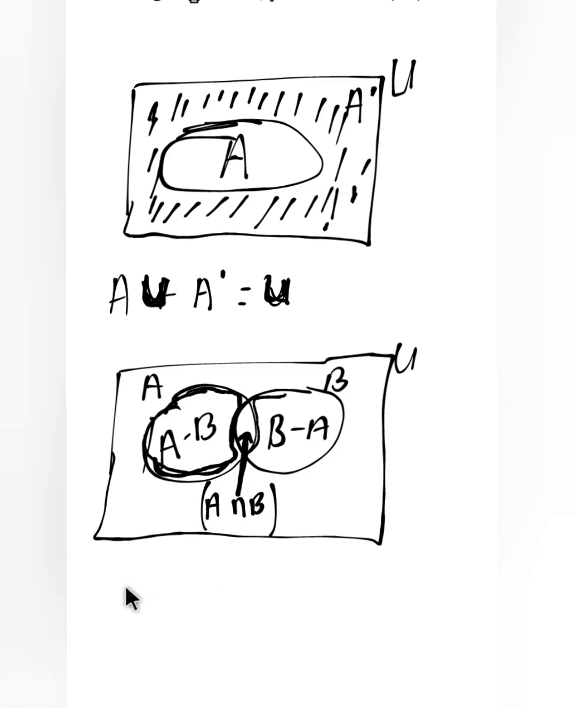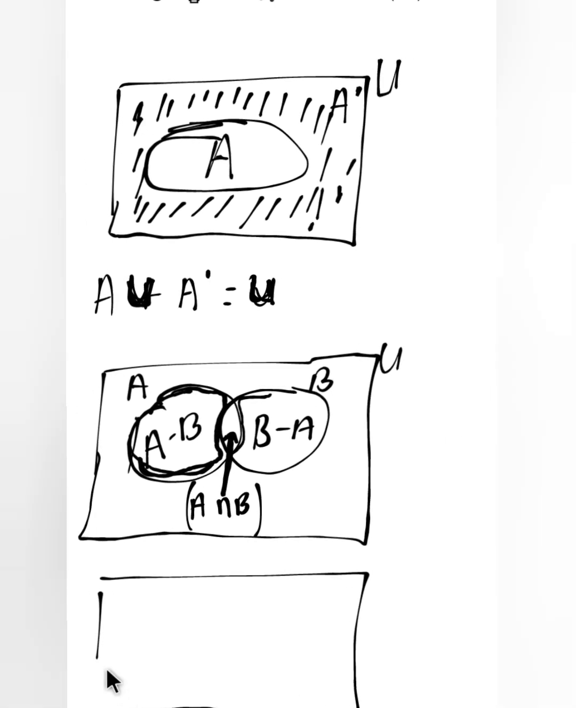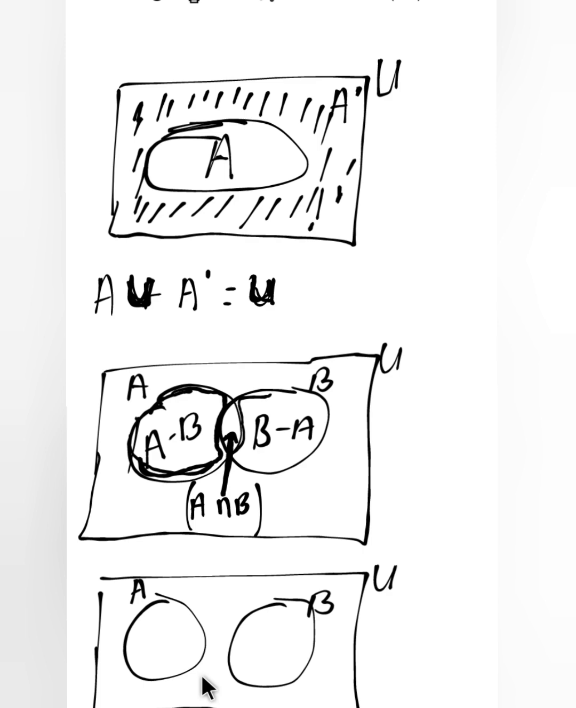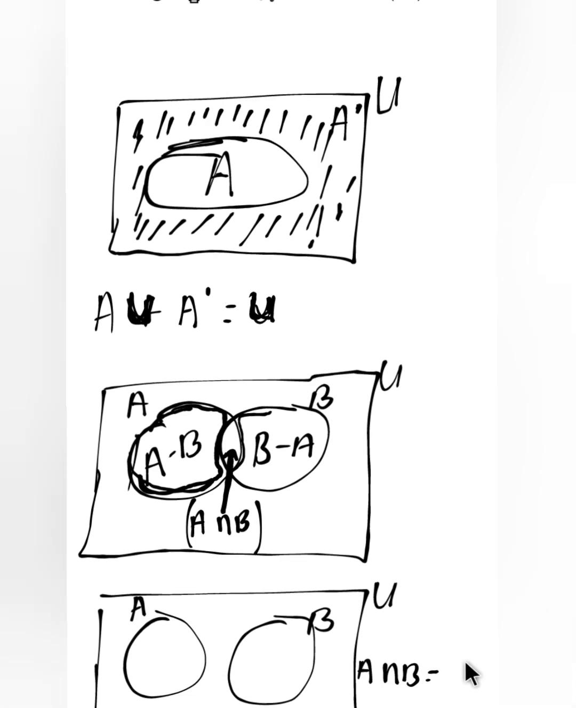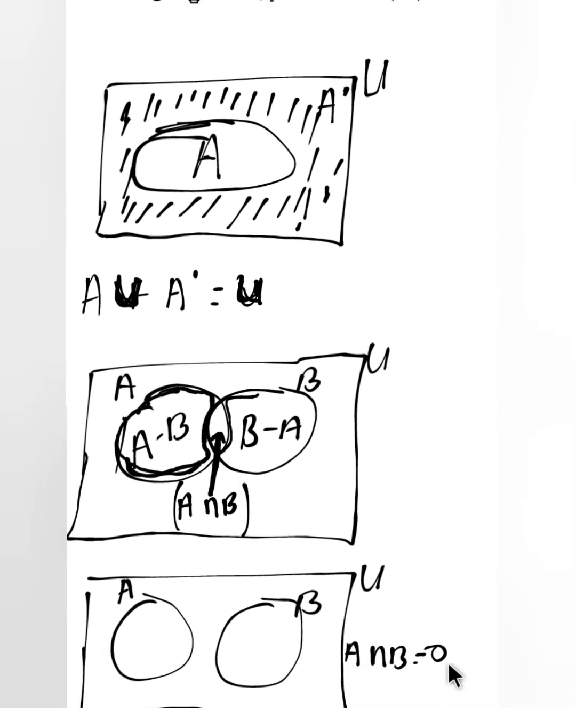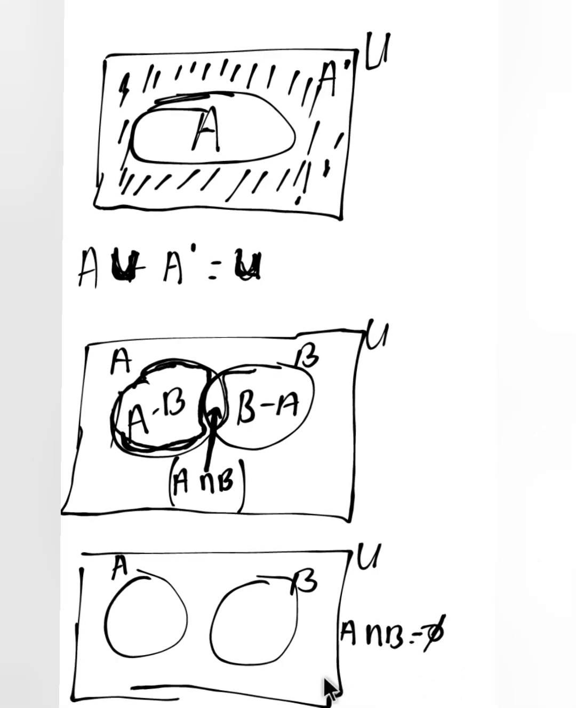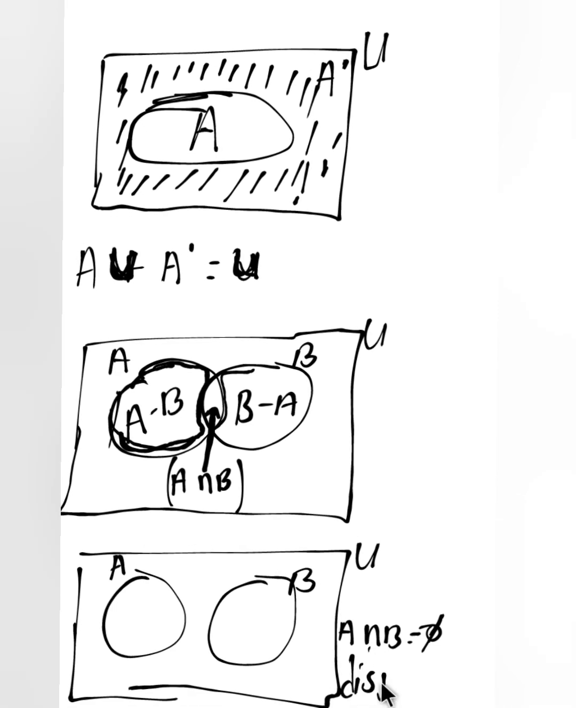Okay, let me draw a last one. Another Venn diagram. Now in this Venn diagram, the universal set is here. Now we have A and we have B. Let's assume that they don't have any set in common. So this is A and this is B. Now if we have a Venn diagram like this, then A intersect B, there's nothing in common between them, is an empty set. Since A intersect B is empty, it's known as a disjoint set.